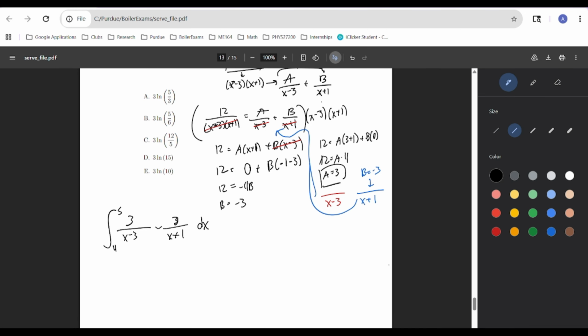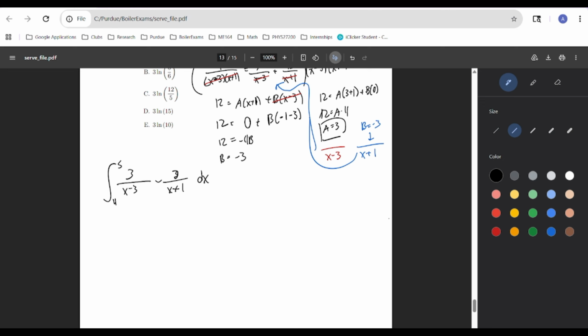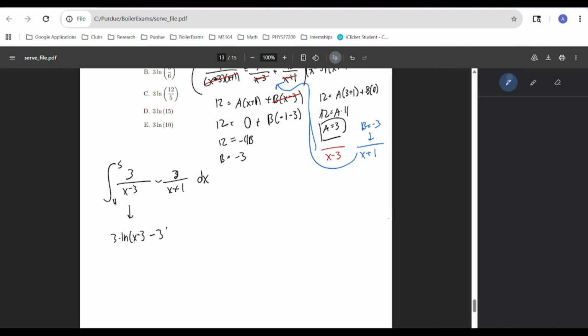dx. This just becomes the integral of two rational functions of the form 1 over x minus something, which would just become the natural logs of both. So this becomes 3 times ln of x minus 3, and this becomes minus 3 times natural log. Why am I writing LLM? ChatGPT's all over my mind right now.